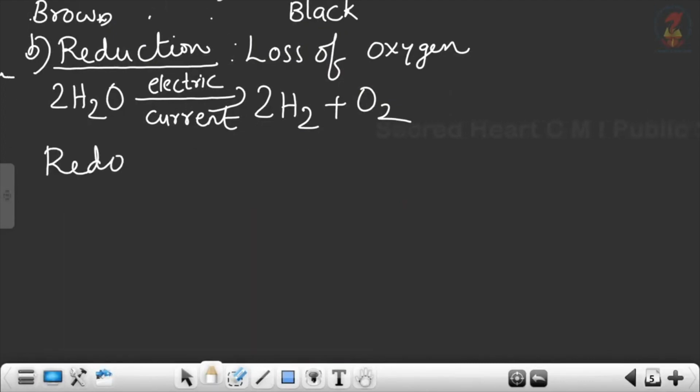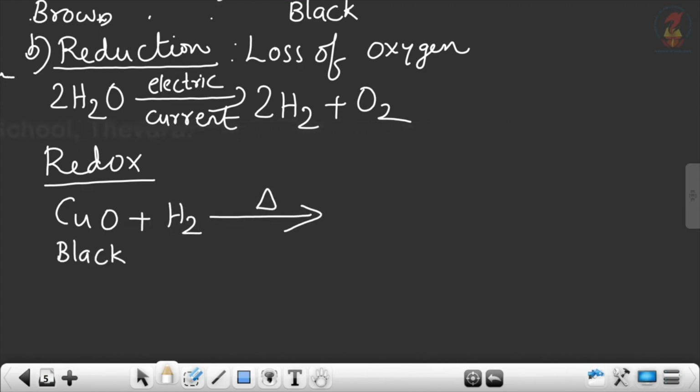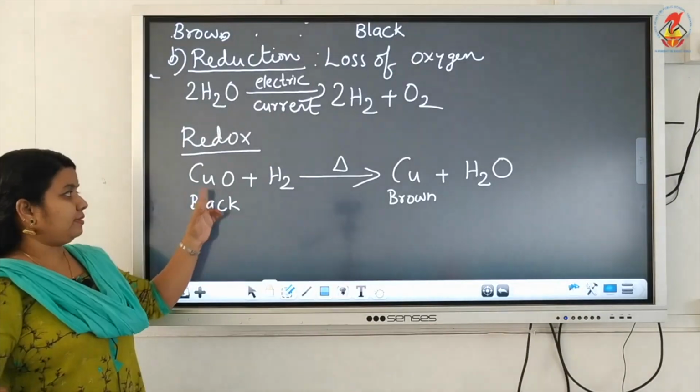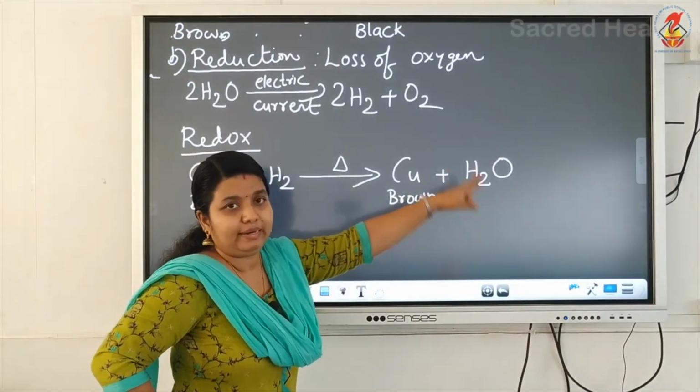Now we will see what is a redox reaction. Before that, let me write an example here. CuO, copper oxide. We have seen formation of copper oxide under oxidation. This is a black colored substance. It is heated with hydrogen. When we see that, it changes to brown colored copper plus H2O. So copper oxide is heated with hydrogen, and it changes to brown colored copper and water.